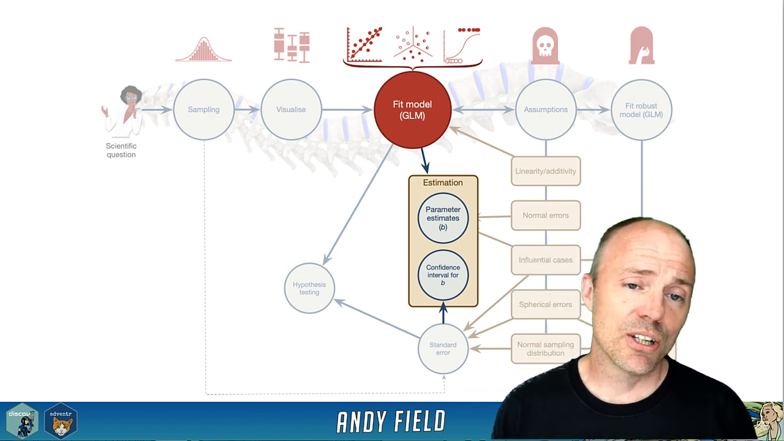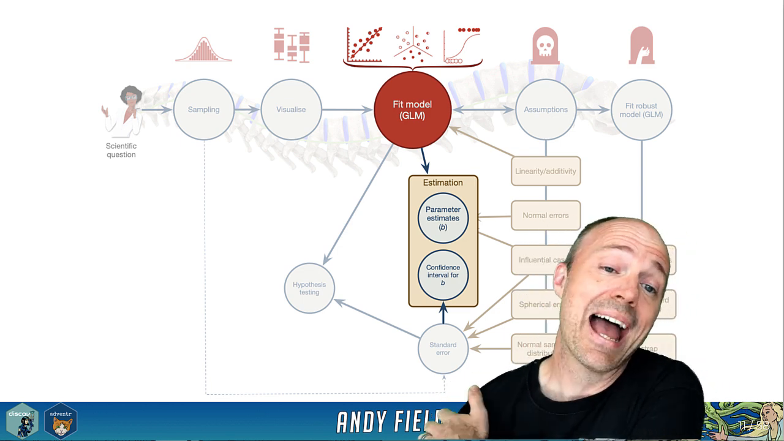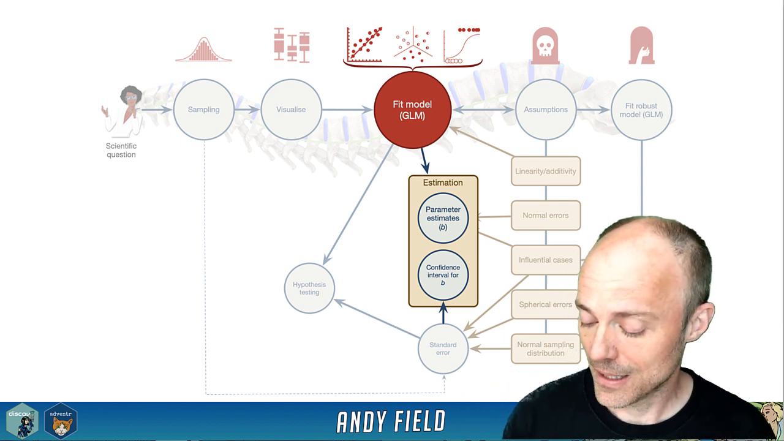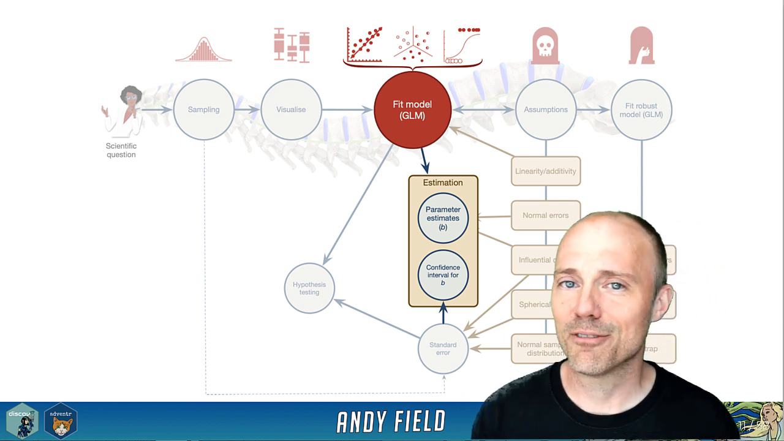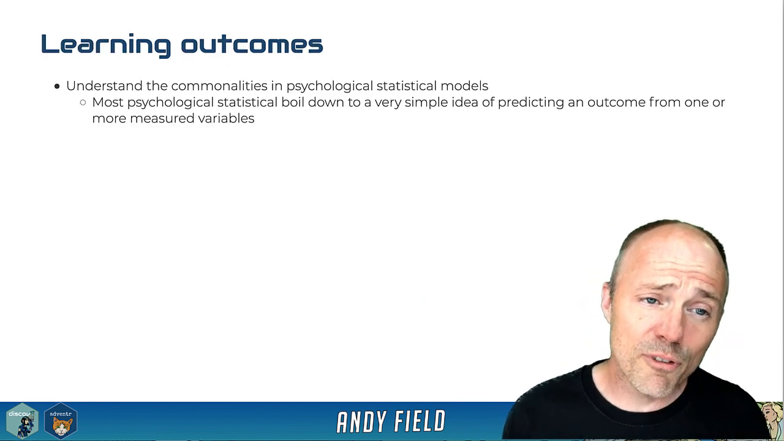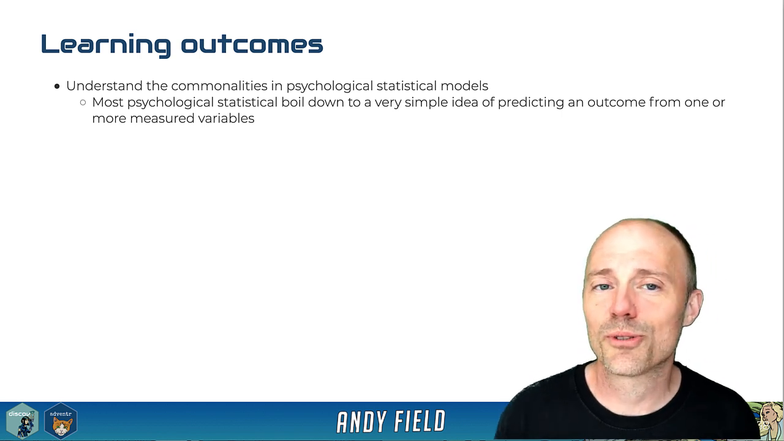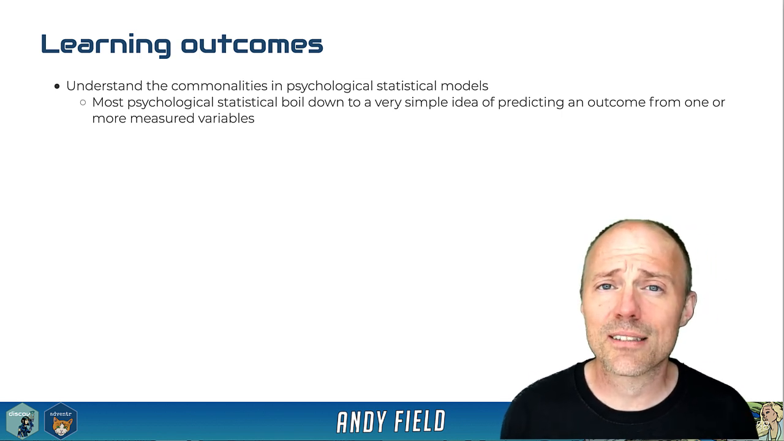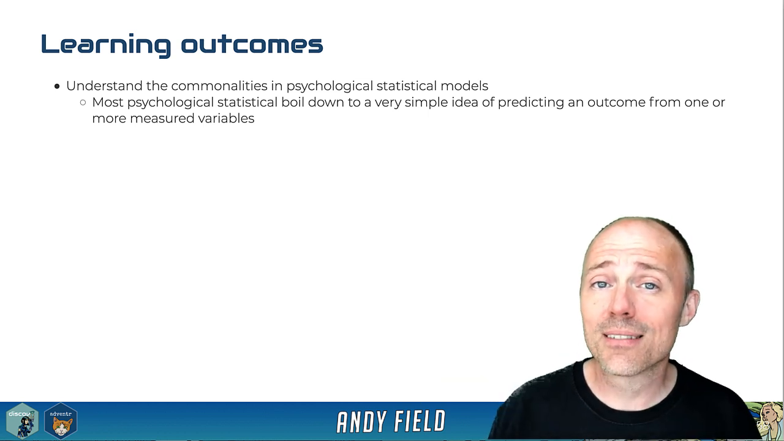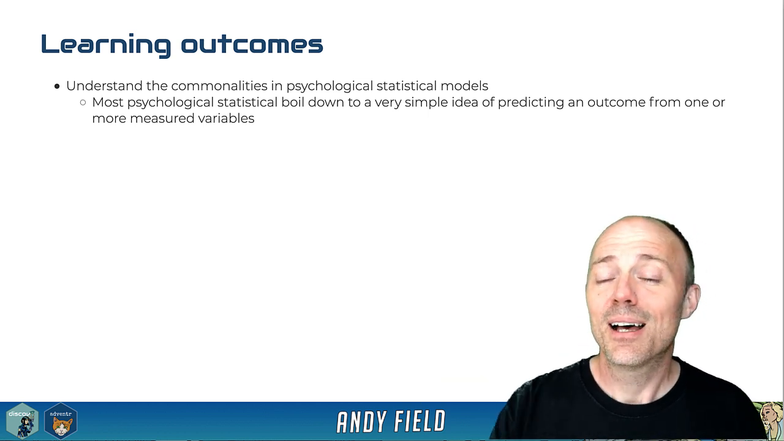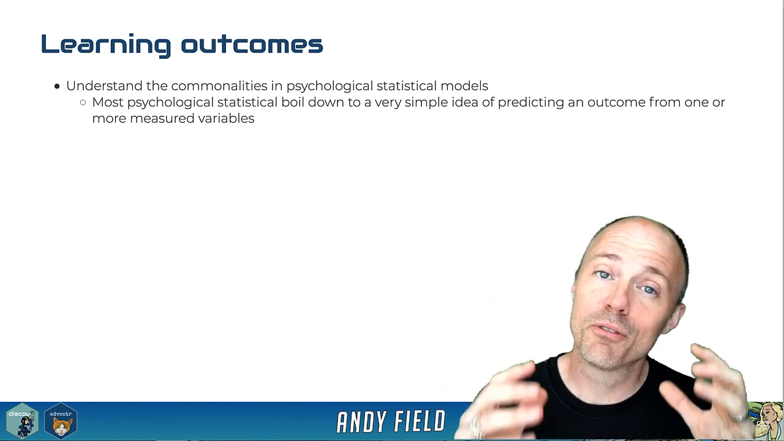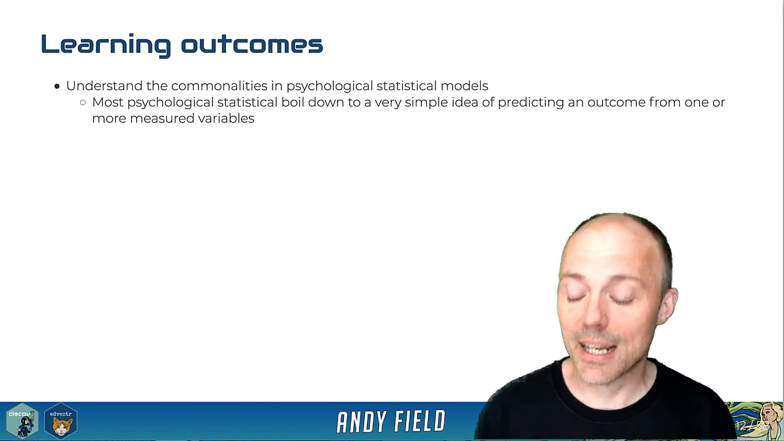We're also going to have a look at the estimation process. So how is it when we fit a model, we estimate parts of it? So that's the basic précis for today. So your learning outcomes. Hopefully you're going to understand that most of psychological statistics has a lot of commonalities to it. So you only really need to learn one model and one process, and that model and process applies to any situation. All that changes is the exact form of the model, but everything else around it stays the same.